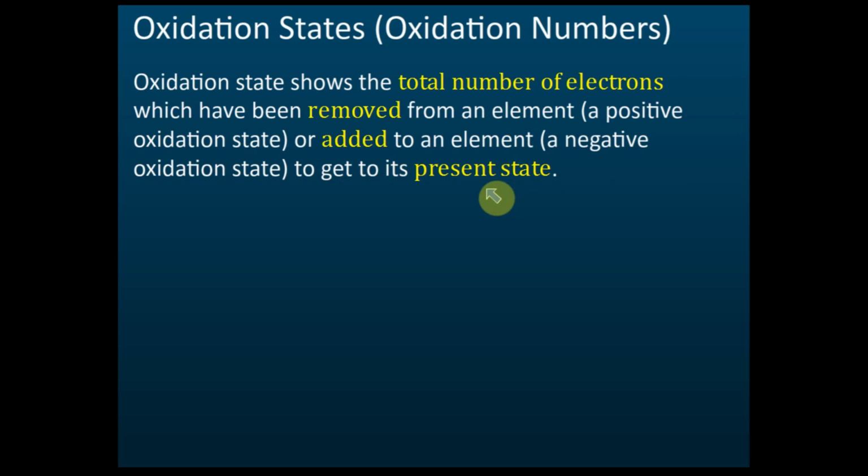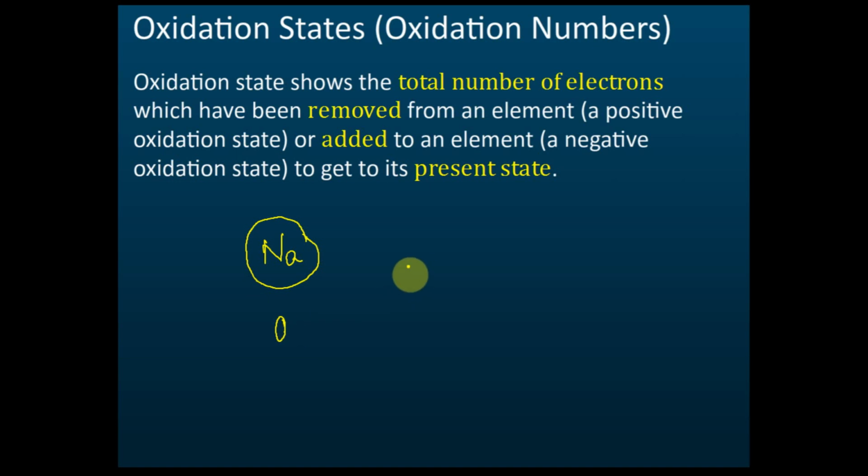For example, let's say we have a sodium, Na. Now, for any atom or element, the oxidation state is 0. Okay, so this is neutral. It's neutral, and then it's an element. Neutral elements, then the oxidation state is 0.